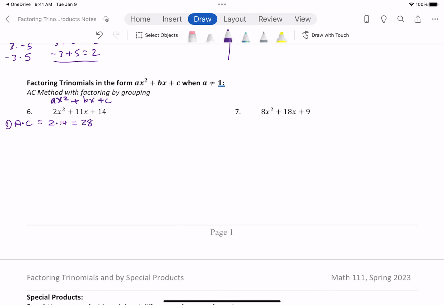So what I'm going to do is list the factors of 28 this time. So not just the c, but what I get when I multiply a times c. So the factors would be 1 times 28, 2 times 24. 28 is not evenly divisible by 3. It is evenly divisible by 4. And then if we kept going, we're going to start getting repetitive factors again. So that's as far as we have to go.